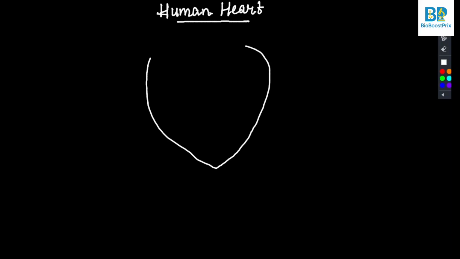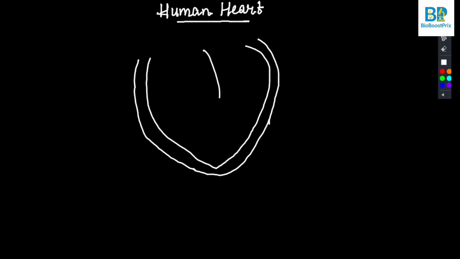Definitely it has the outer protective layer, which is called the pericardium. And since our heart has four chambers, if I just roughly divide it, the four chambers are called the right atrium, this is your right ventricle, this is the left atrium, and this is the left ventricle.